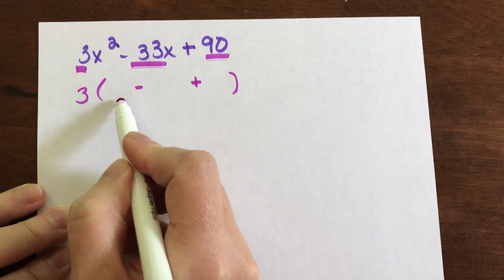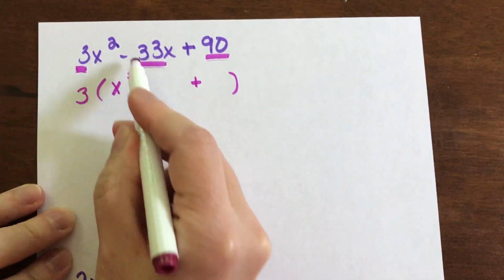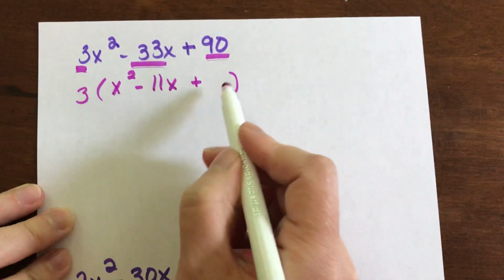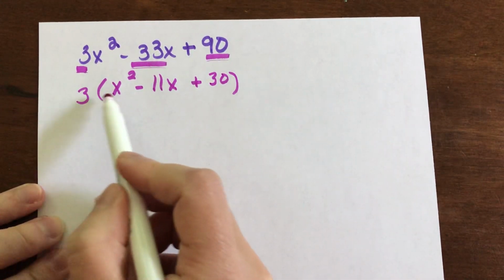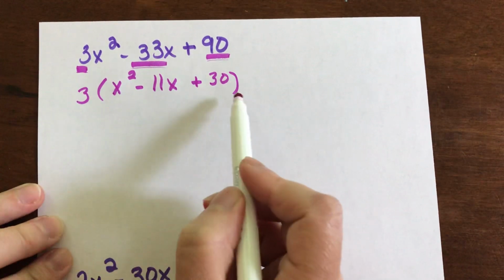So 3 times what is 3x squared? Well, that's going to be x squared. 3 times what is going to give me that negative 33x? That's going to be a negative 11x. And then 3 times what is going to be 90? And that's going to be 30. And then voila, look at that. Can we do a shortcut on that one?